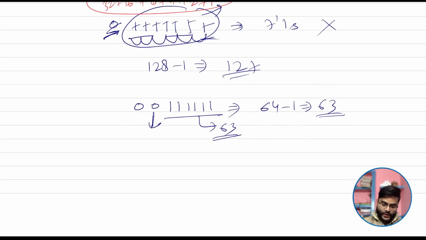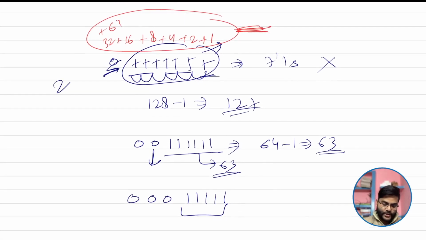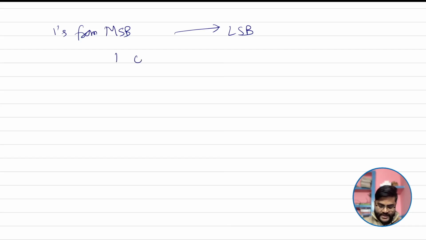Correct? Now if we have 5 ones, what is the value of this? Say along with me: 1, 2, 4, 8, 16, 32. 32 minus 1 is nothing but 31. Correct? So this is our second pattern. I hope you got it. Now, the third one is when we have ones from MSB to LSB. So let's say we have 1 and 7 zeros.